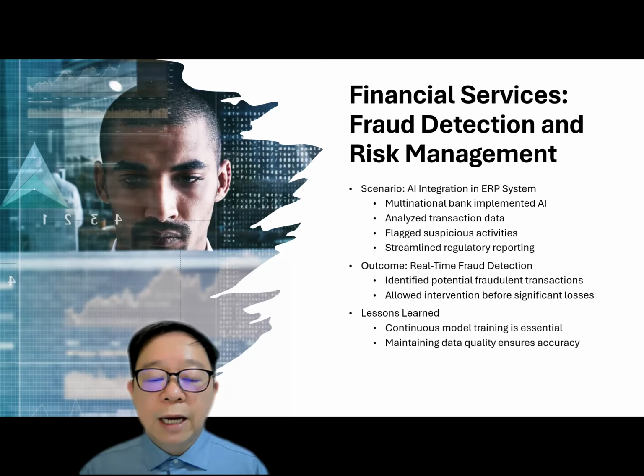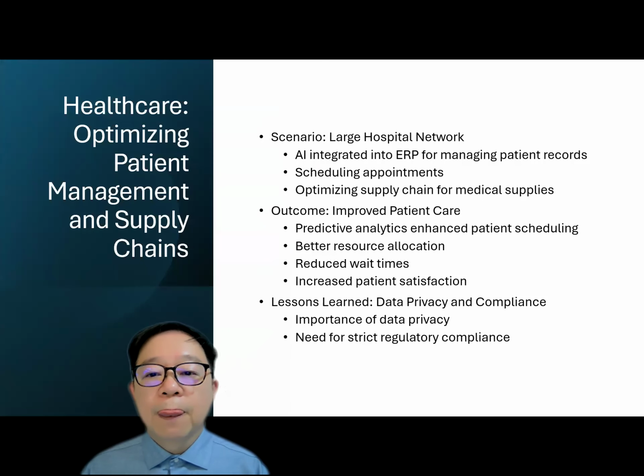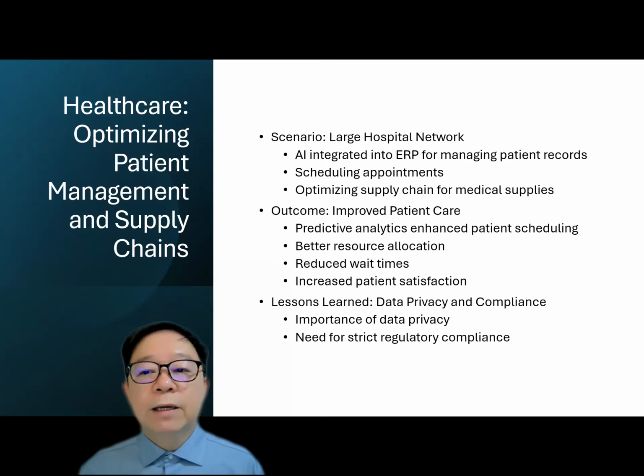But you're not using human eyes, you're using AI. Then we can do real-time fraud analysis and detection, and of course, it can minimize the risk as well. Coming back to hospital again. What can a large hospital do? For example, we look at a large hospital network. AI integrated with ERP can manage the patient record. In fact, if you ask anyone in healthcare, the most critical thing is the patient record system, right?